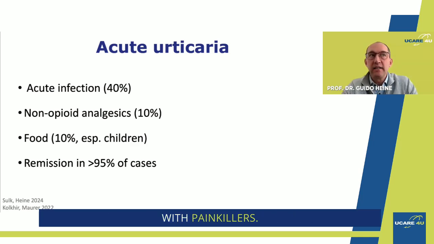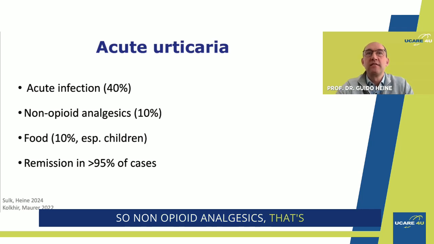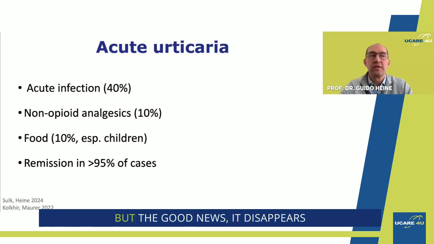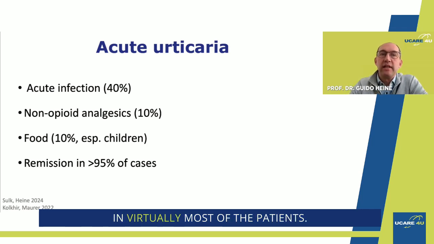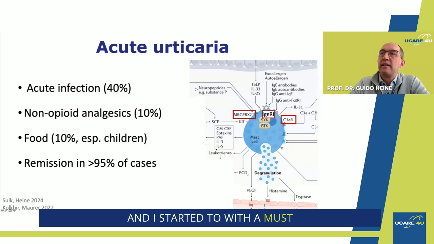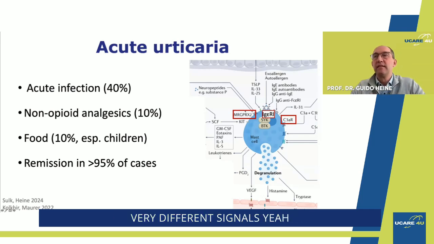or to painkillers, so non-opioid analgesics, that's the modern word. In children, food is reported in 10% of the cases, so it's not at all as important as expected. In many cases, the cause of acute urticaria is not known, but the good news is it disappears in virtually most of the patients. And I started with the mast cell and how you activate it, and this is important for acute urticaria. It can be activated also via MRGX receptors, which recognize very different signals, to activate the mast cell.